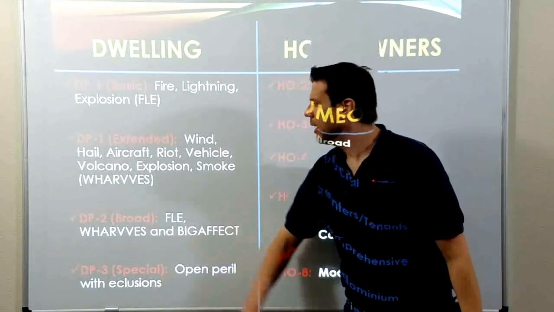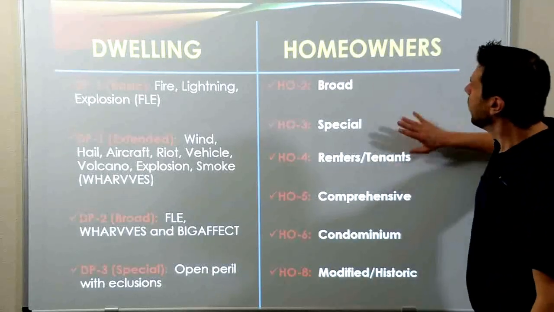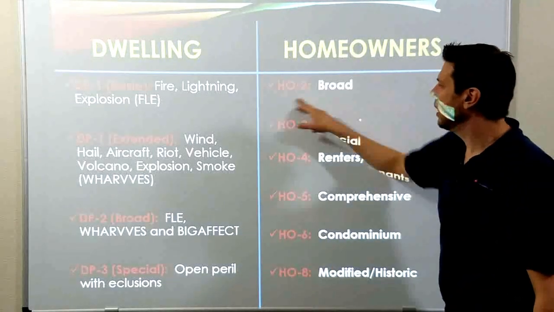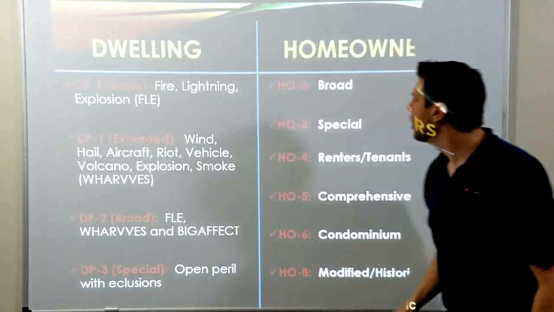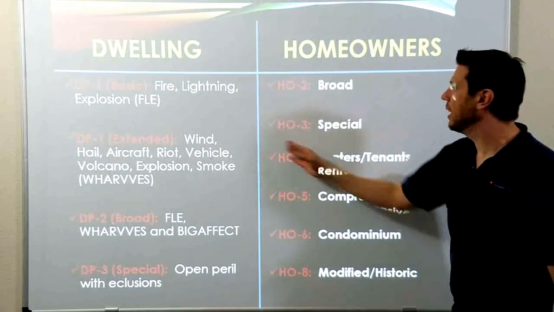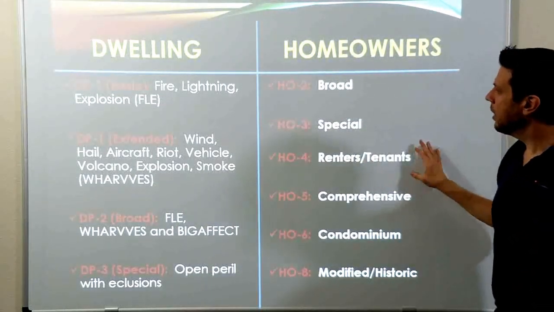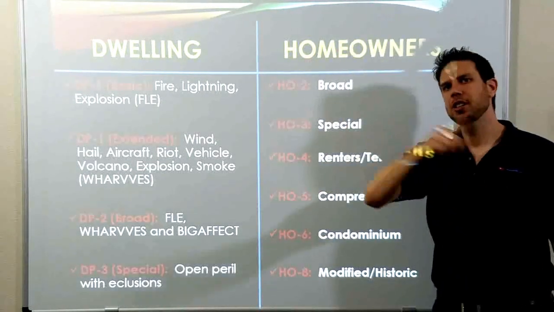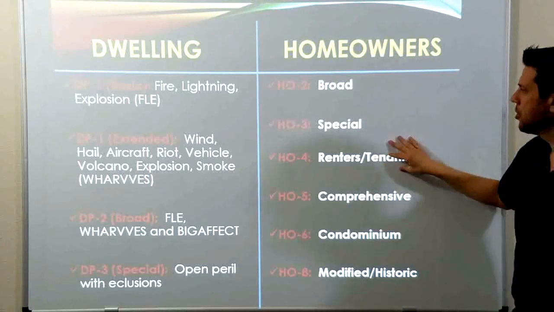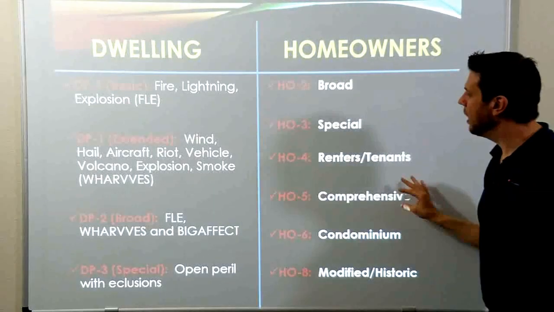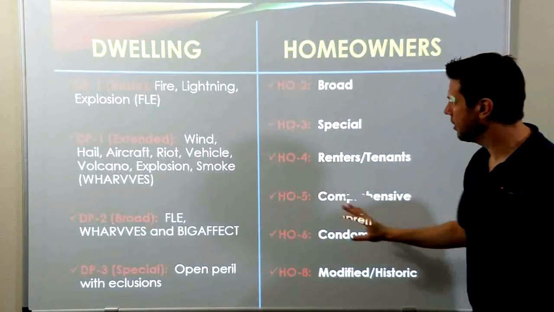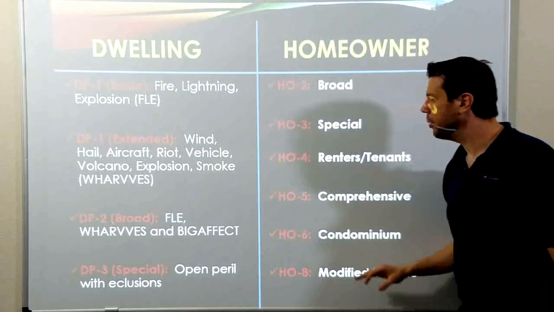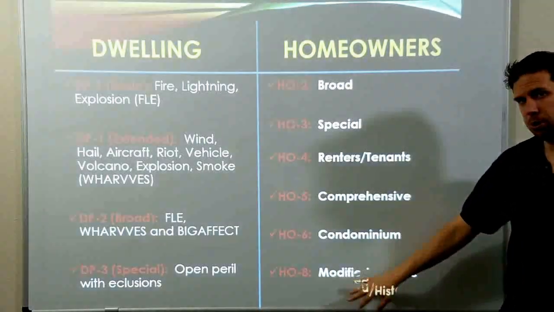So DP3 has exclusions. The HO2 protects your house against the broad perils. The HO3 protects your house against everything. The HO4 is a renter's policy. You don't have any structure coverage. You just have contents coverage. HO5 is the best. We'll talk about why on the next slide. HO6 is condo, and an HO8 is for historic homes.